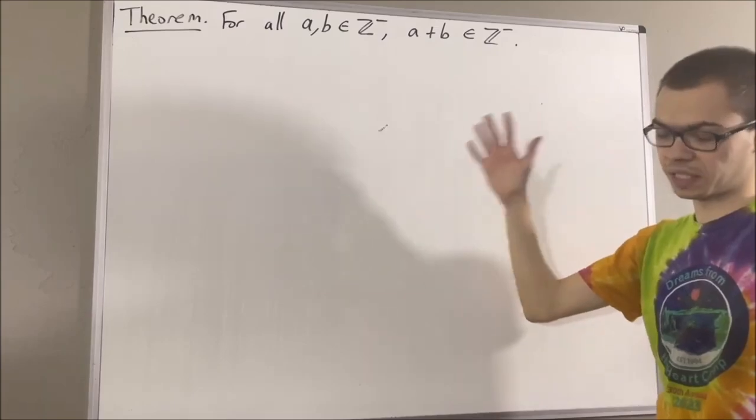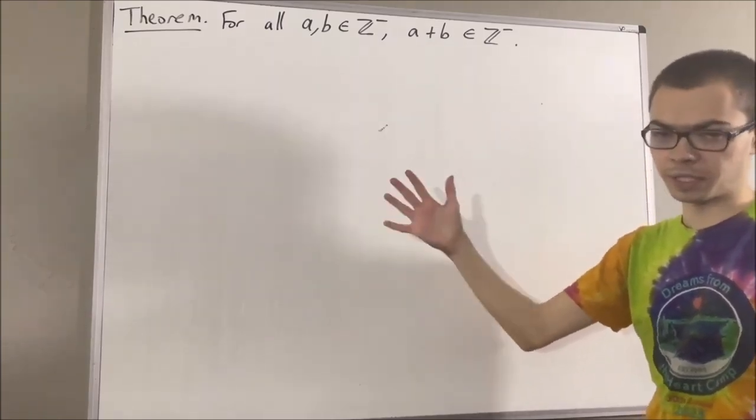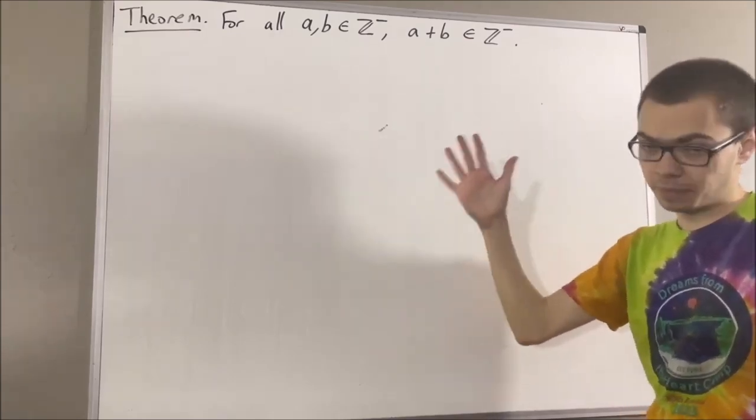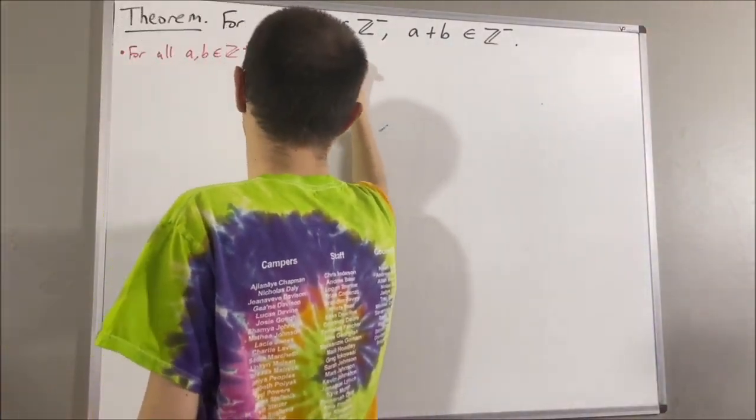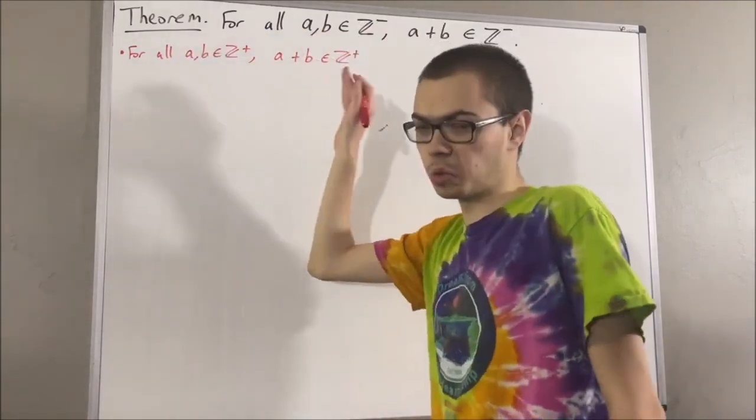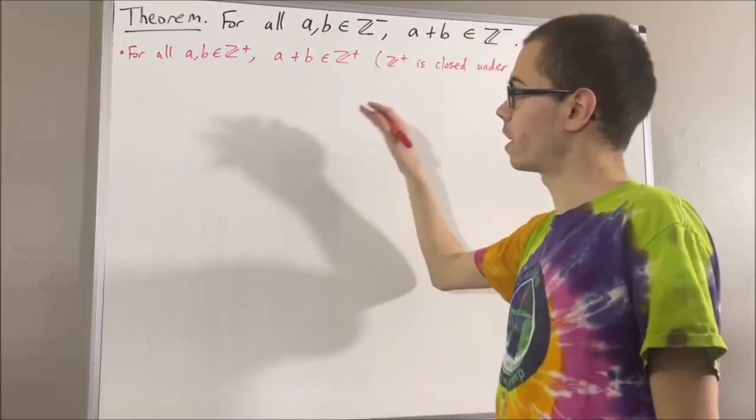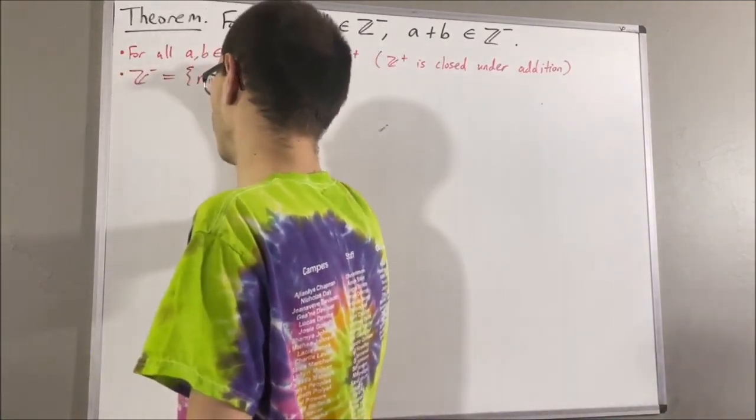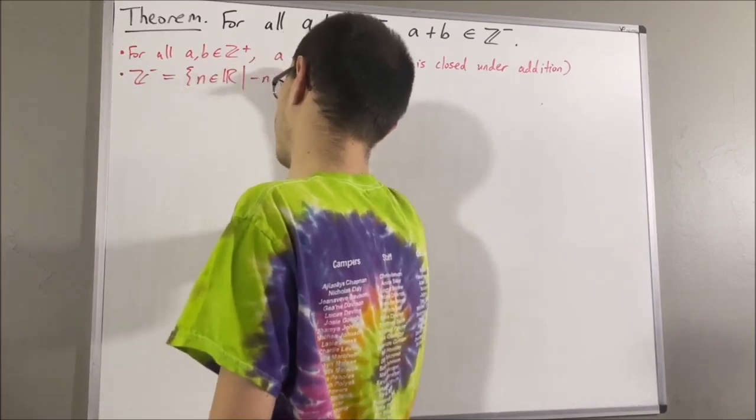Now, in our real number system, we have defined the positive integers as a subset of the real numbers. And we have shown for all positive integers a and b, a plus b is a positive integer. And so we'll refer to this result by saying the positive integers is closed under addition. Now, we define the negative integers as the set of all real numbers n that have the property that the negative of n is a positive integer.